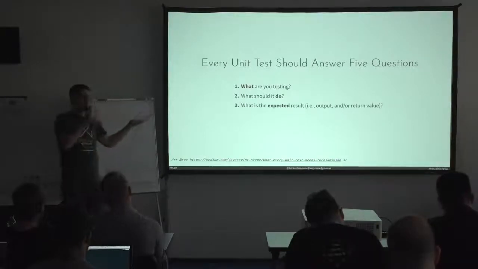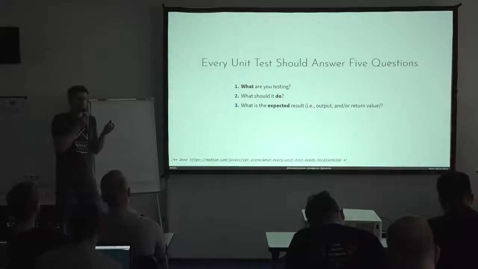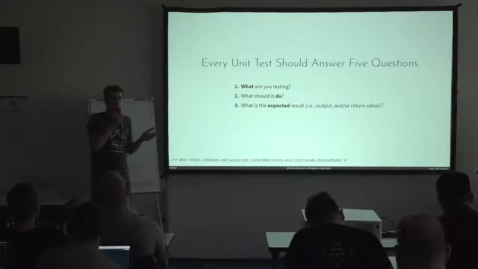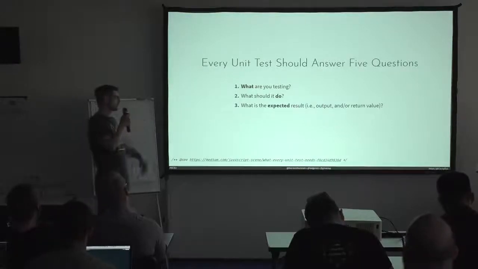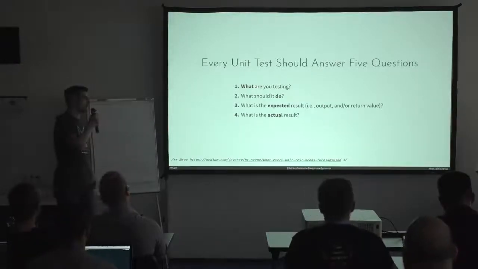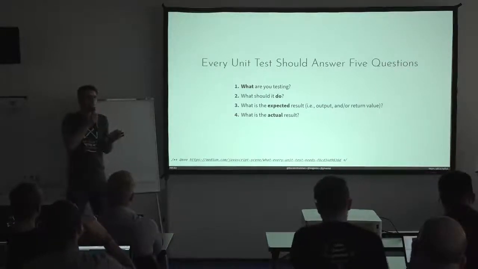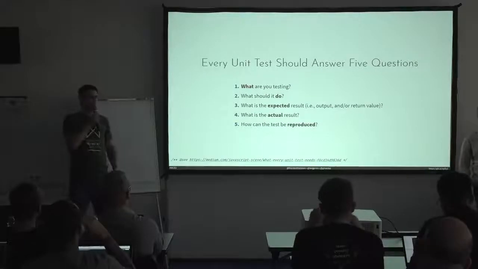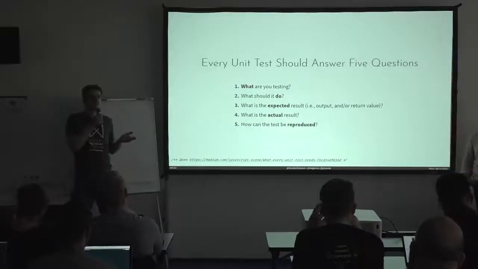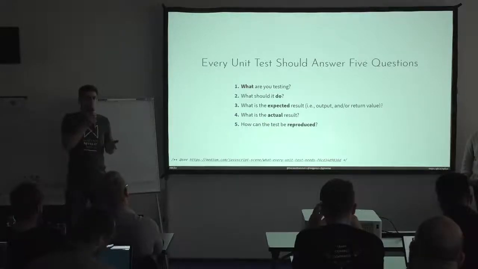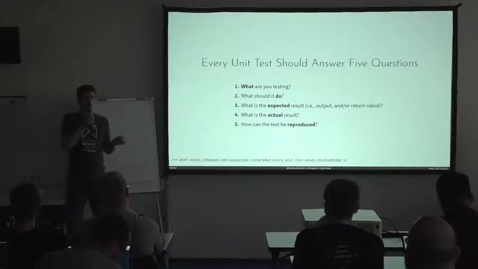And then you have this expectation: does it return a value, or does it output something, or does it have some other side effect, like manipulating some global variable? Then, if we run the code, we have the actual result: this is what I expect, but this is what I got. And the fifth thing is, how can I reproduce this? We said before that a test is some sort of documentation, which is only good if you know not only what happens, but also how you can reproduce this.